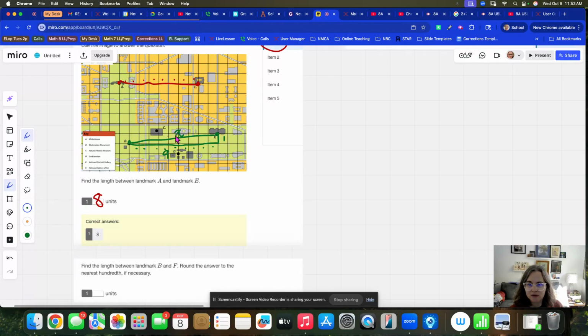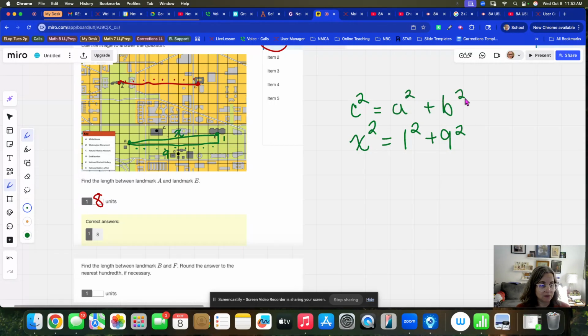And this is the diagonal, the length between B and F that we don't know. Okay, but I do know that it's a right triangle because those grids are perfect little squares. Squares have right angles. I know that my missing length is my hypotenuse. So if I use the Pythagorean theorem, I know that c squared equals a squared plus b squared. Okay, a and b are the legs, and c is the longest side, the hypotenuse. Then I can just solve this.